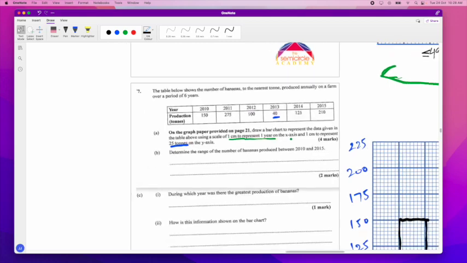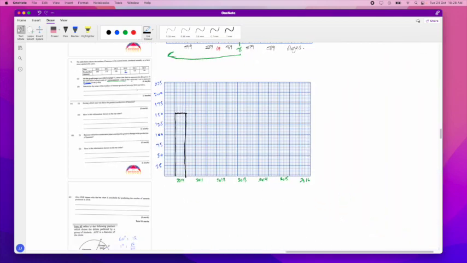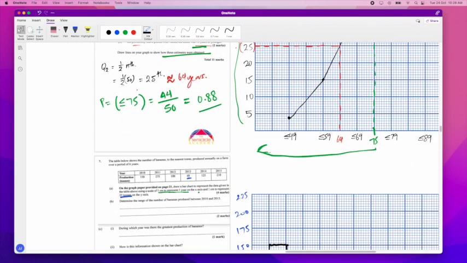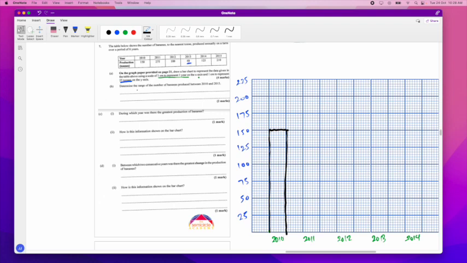2011, we go up to 275, so we need up to 300 here. Oh, okay. Well, I don't have space for that, really. You should have space on your graph paper, but I don't have space, so I will just calibrate mine a little bit different. But what you saw there is how they want you to calibrate it, with 25 tons for every 1 centimeter. I'm going to use 50. So 50, 100, 150, 200, 250, and then 300.